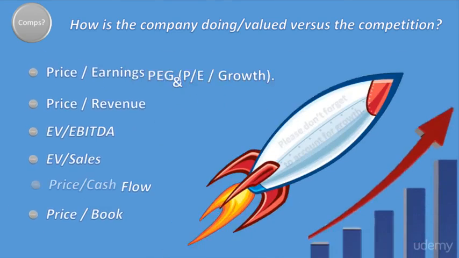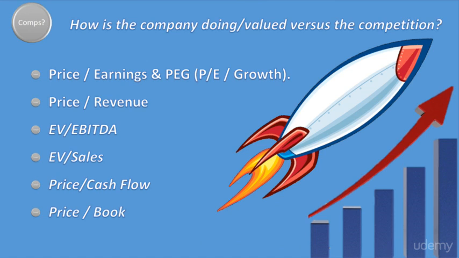Now, don't forget to account for growth, okay? A lot of times companies trade at premiums to other companies because they're growing faster. And I guess the best metric to use for this is price earnings to growth. But even when you're looking at price to revenue or EV to EBITDA or different metrics, always try to see if the growth rate of one company is higher than the other. And if it is, it usually trades at a premium multiple.